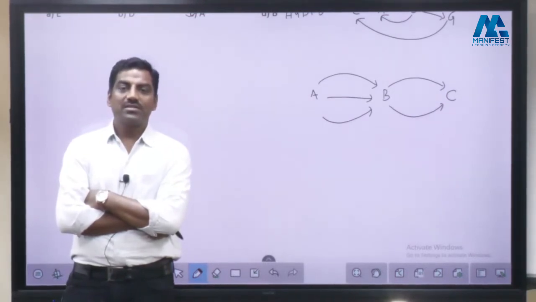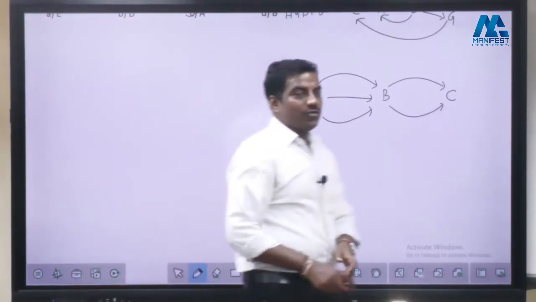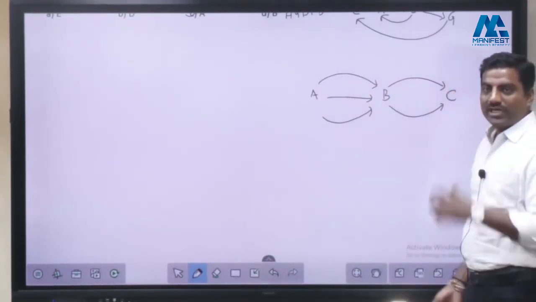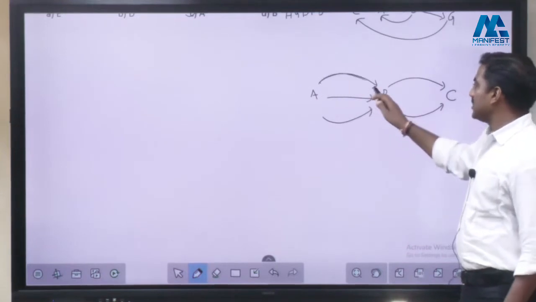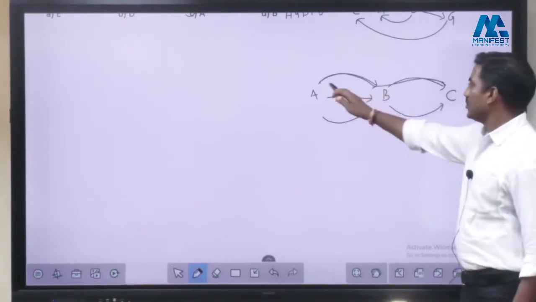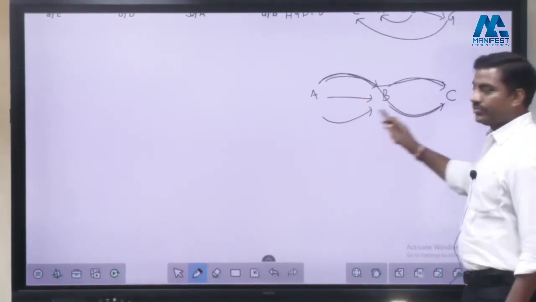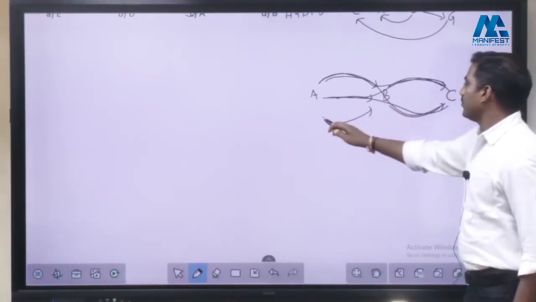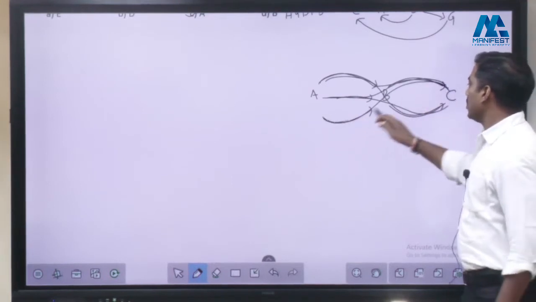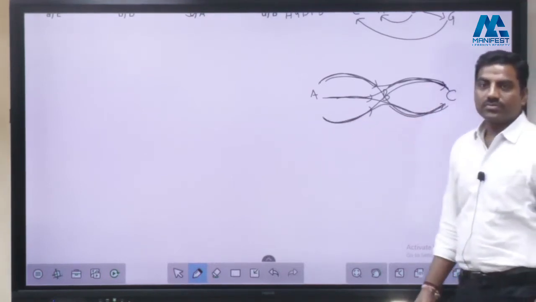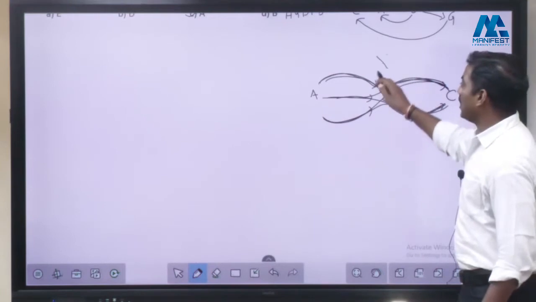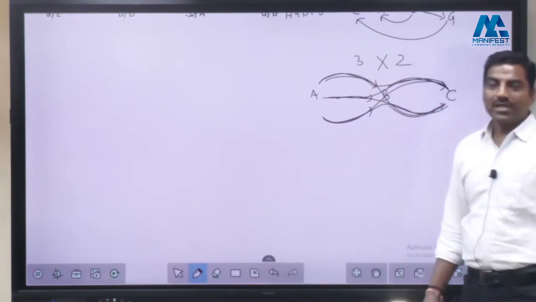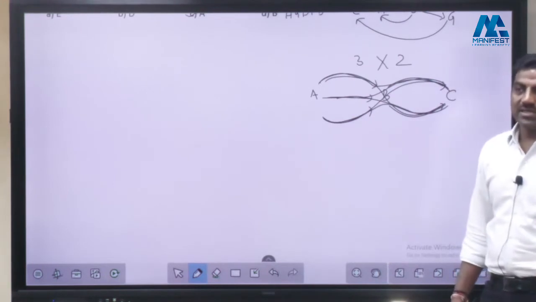How many ways? See, the main confusion is you are trying to add 3 plus 2. Actually, it is not. This is the first route, second route, third route, fourth route, fifth route, and sixth route. So that is why we have to multiply. In permutations and combinations, mainly we have to multiply. So that is the thing.